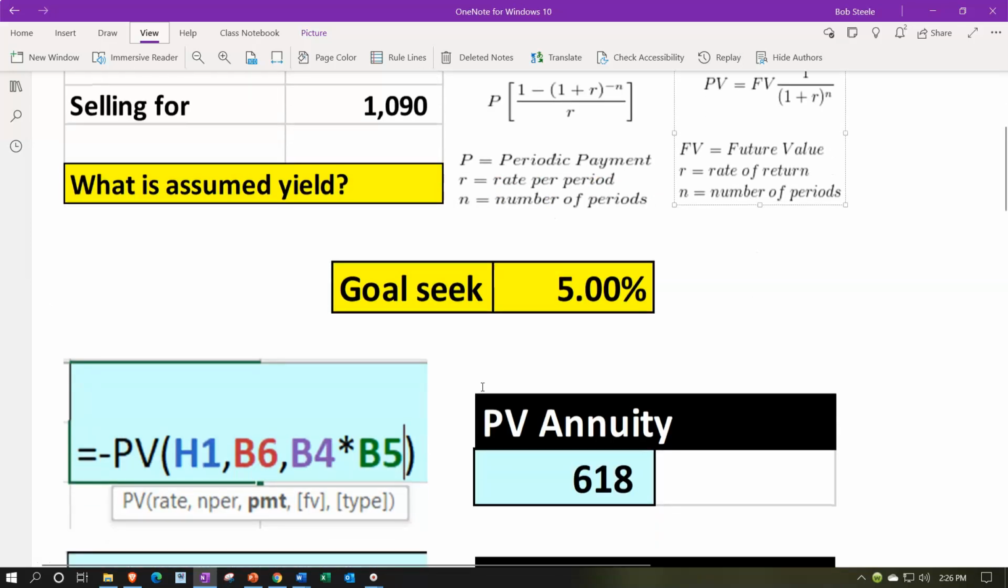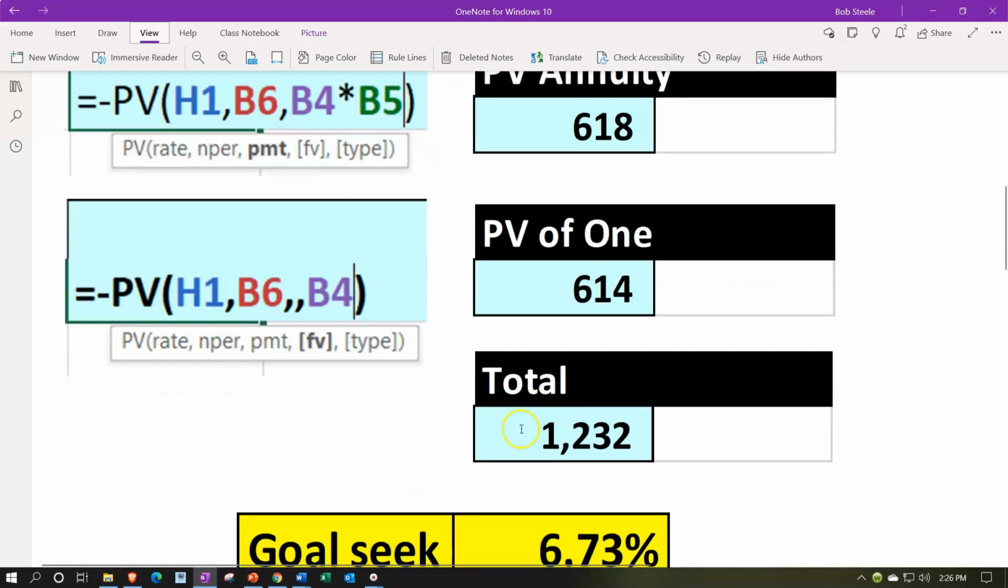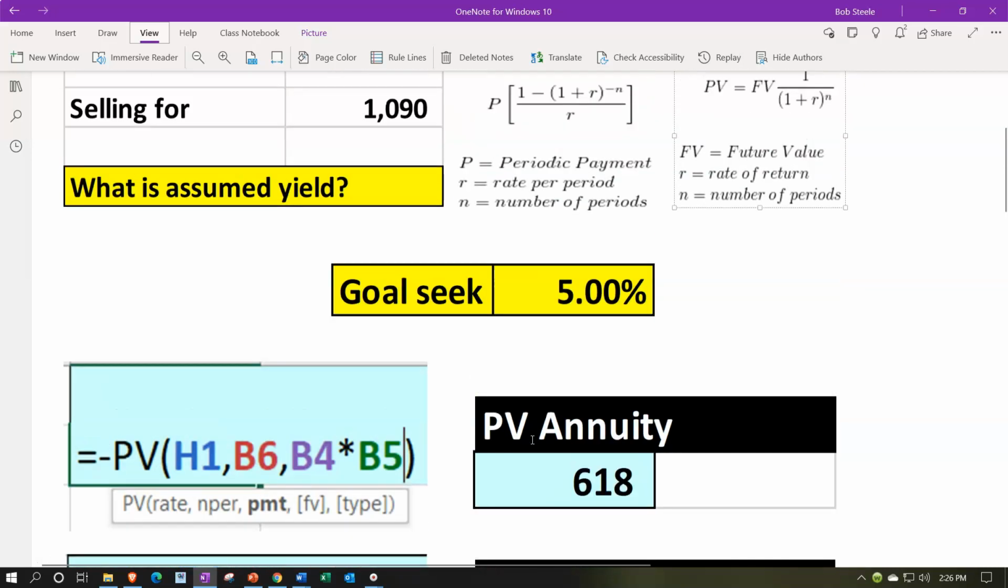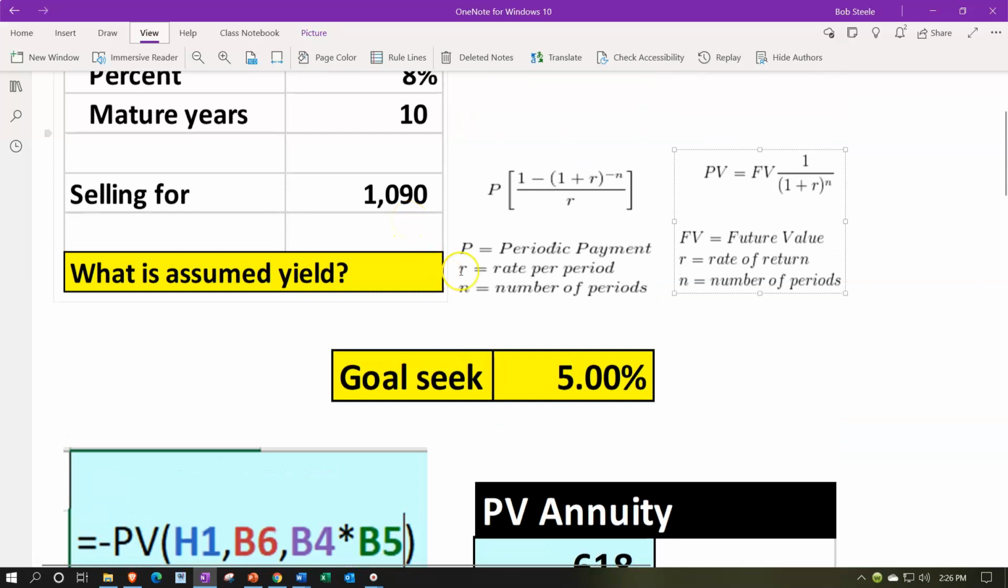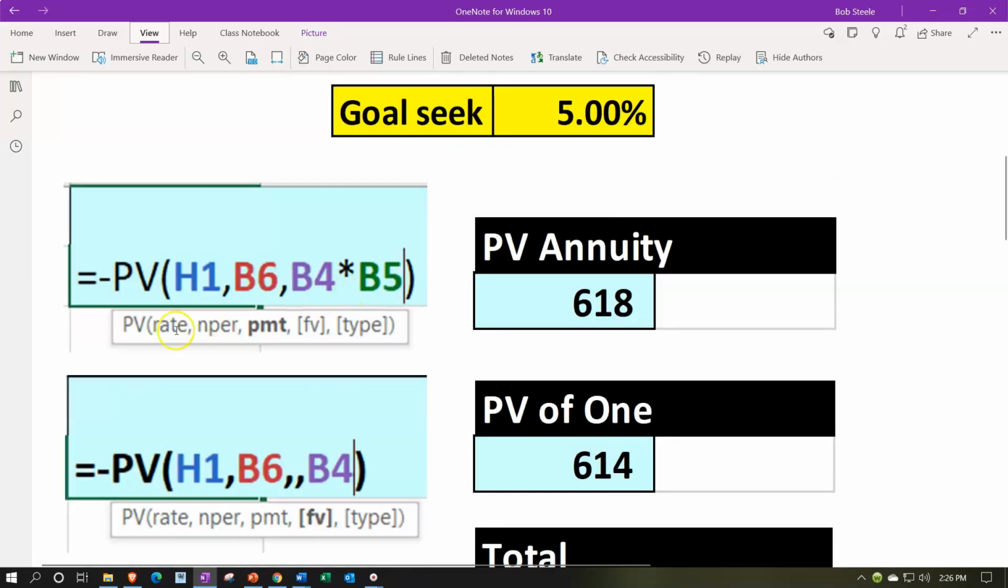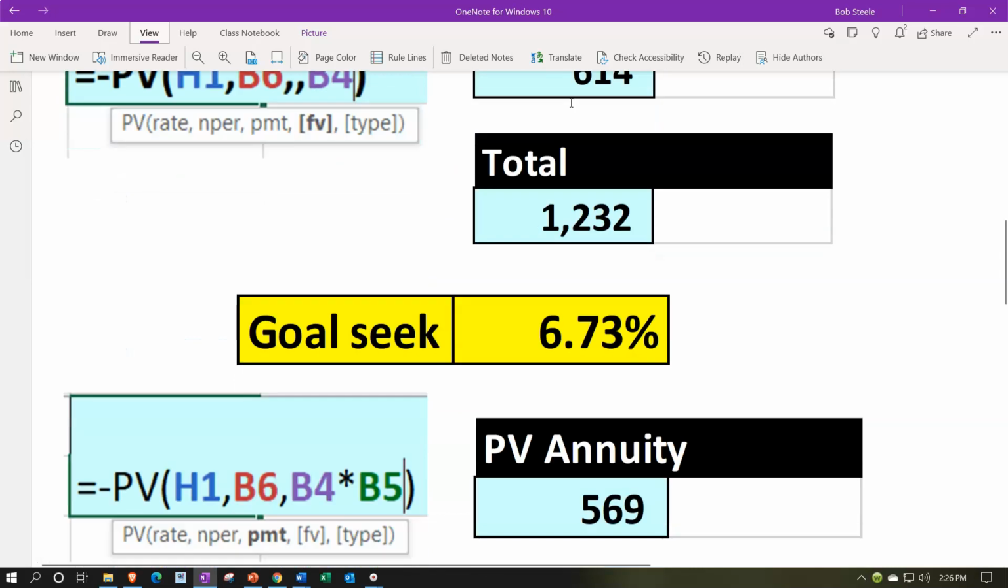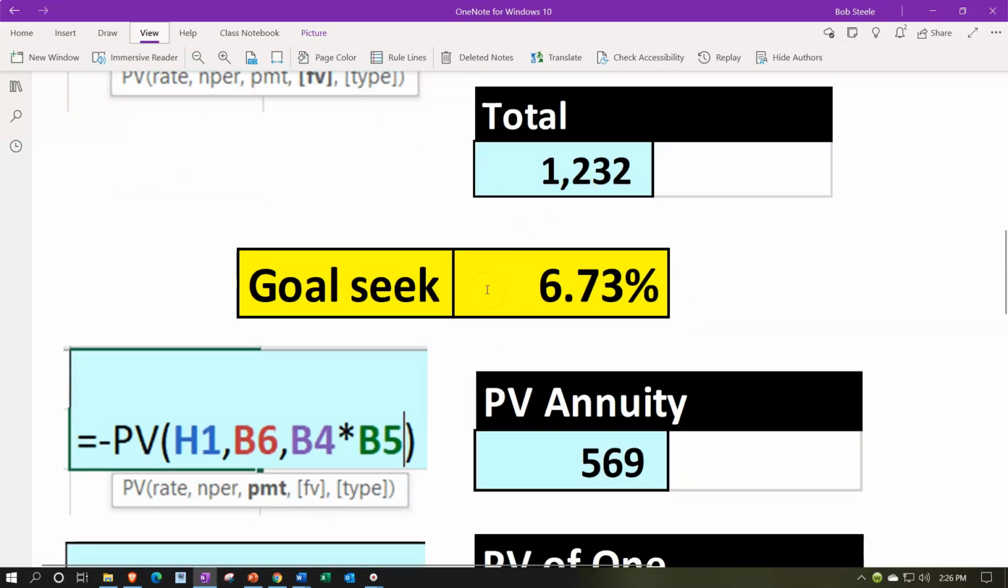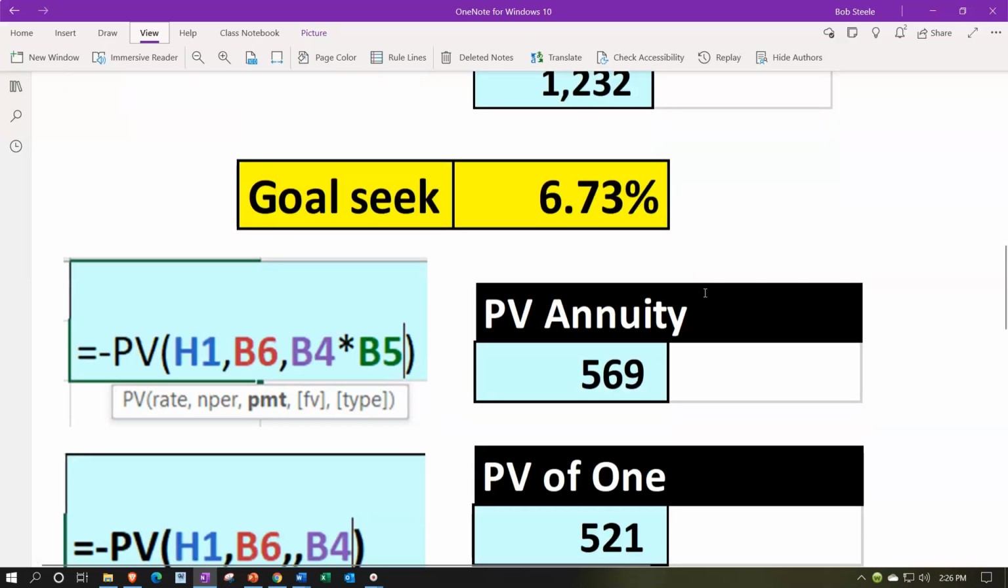We could tell Excel, set this cell, set that number to be what we need it to be, 1,090, by changing this 5%, which is part of, as you can see, both of these two calculations, both in terms of the formula, you can see it up there, and in terms of the rate calculation, these two calculations being dependent on that 5%. Then Goal Seek will change the rate and kind of force the rate to be that 6.73, the rate that it needs to be in order for the calculation to be correct.